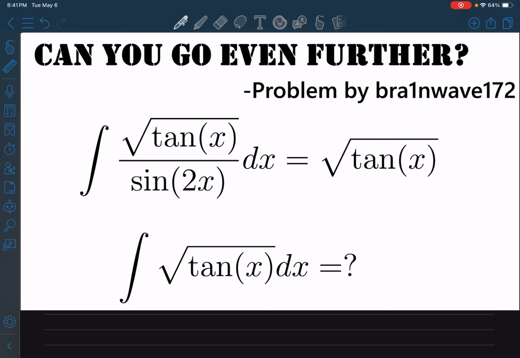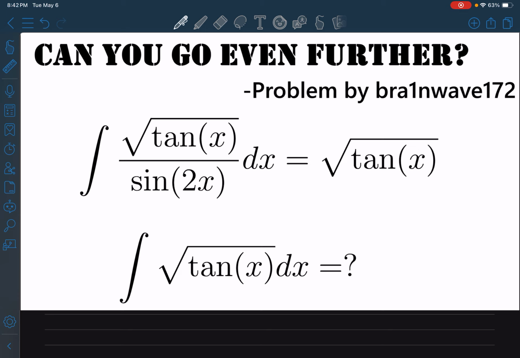Can you go even further? This problem was proposed by Brainwave 172 in chat, right? First of all, there's this integral of square root tan x by sine 2x dx, which turns out to be square root tan x, and now we have to introduce square root tan x, what that could be. This integral involves a lot of algebra.